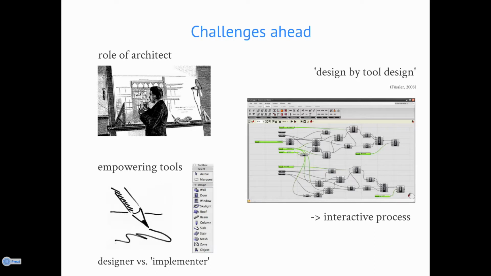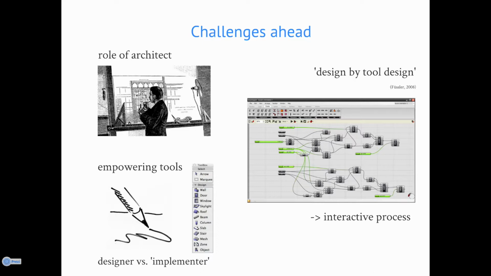And I believe the architect is at risk of using these very capable tools without actually understanding what these tools actually do. So this design by tool design, I think, is very important, and it should not be just reflected as some kind of computer science approach, but I believe it should be understood as an essential part of the creative design process itself, creating your own tools.